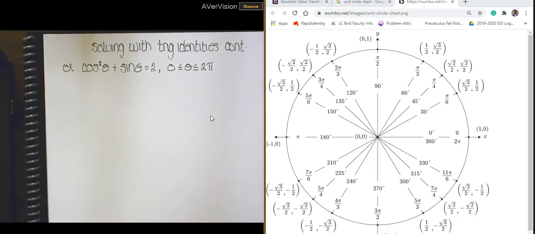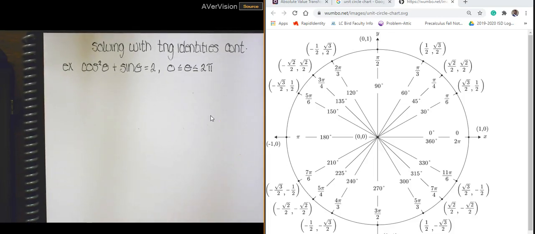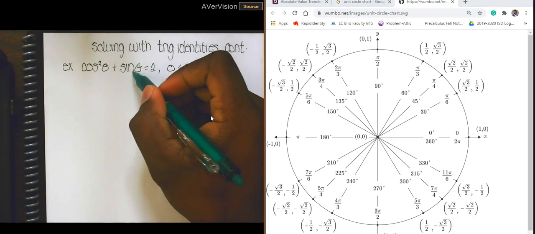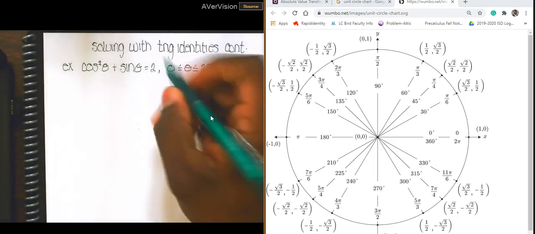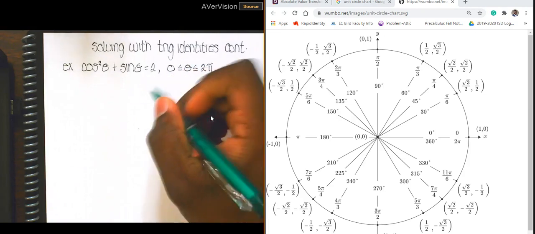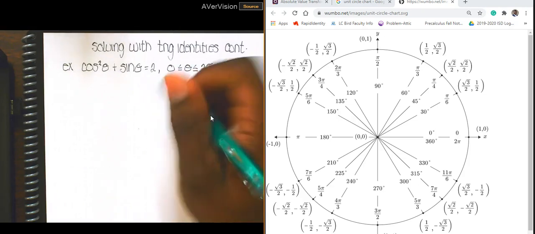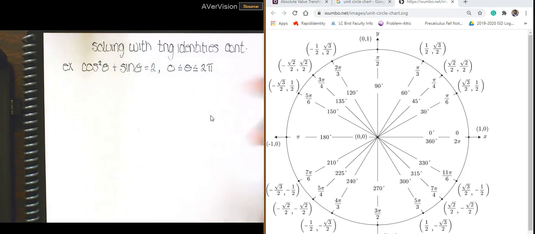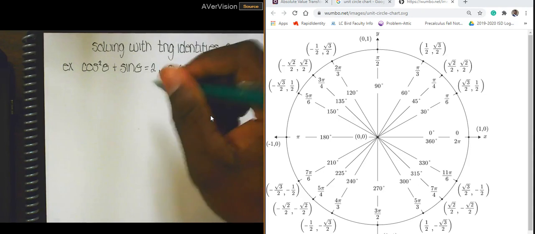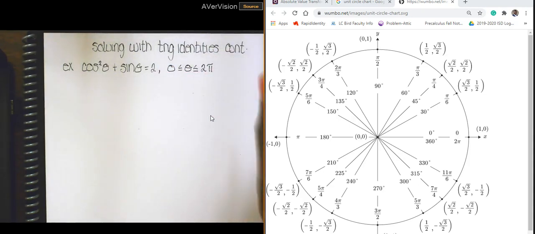In order to use the trick we've been using, we have to change either the sine in terms of cosine or the cosine in terms of sine. Which one can we do here? Can we change cosine to have sine in it, or can we change sine to have cosine in it? How can we change sine into cosine?